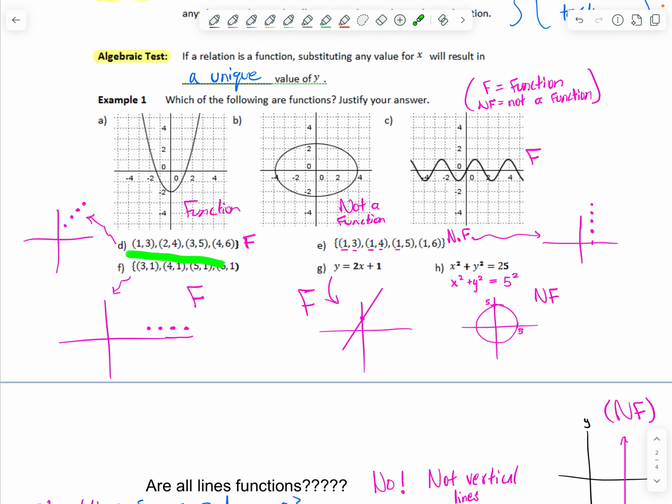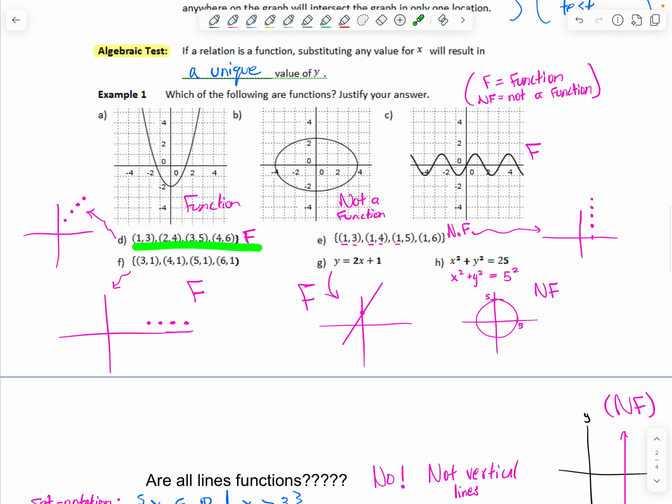When I have something like this, ordered pairs, it's very nice and helpful to draw a little sketch. So if I sketch these points right here, so 1 and 3, and then 2 and 4, we'd see it's not a line, these are discrete points. But nevertheless, if I draw lines through them vertically, I'm never going to cut more than 1 point. So this is a function.